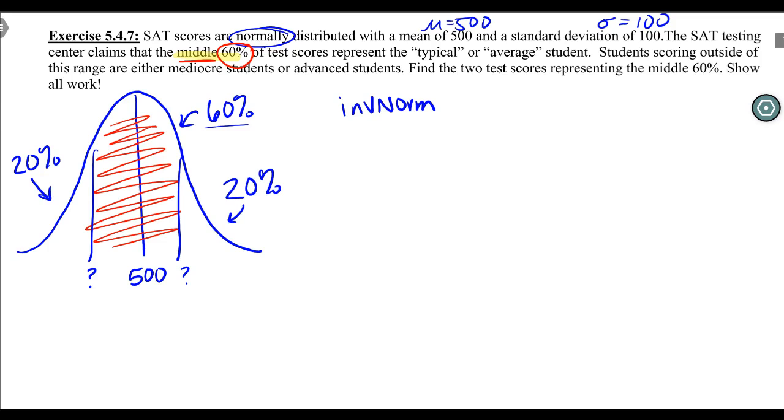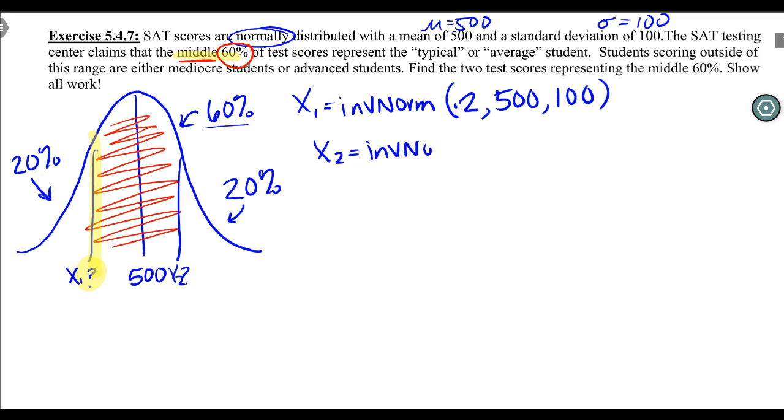So if we want to come to this first cutoff, we can immediately see what percent is to the left, which is what inverse norm wants. So 20% of our data is to the left, and then we can input our mean and our standard deviation. That's going to give us what we usually denote as x1, just a little subscript of 1 to say it's the first of our x's. The other one is going to be x2.